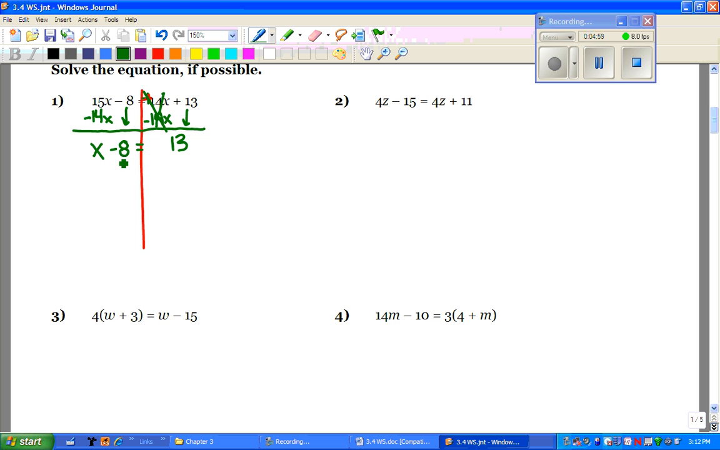Which means then I want to move my constants to the other side. So I'm going to get rid of this minus 8 by adding 8 here and adding 8 here. Draw my line, didn't touch my x, so I bring that down. Negative 8 plus 8 is 0. x equals 21. This is an example of an equation that has one solution. The only number that will work for this one is 21.